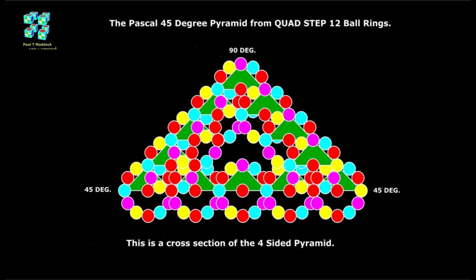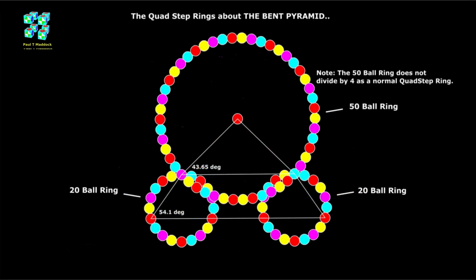I've got one more challenge. I wonder if I can make the bent pyramid. I've done a bit of studying and this is what I've come up with. Let's take a look. Now if you look in front, I'm showing 2 20-ball rings and a 50-ball ring. Now the 50-ball is an odd man out, because it should be a 60 or a 52, it can't divide by 4. But anyway, the 50 does the job.